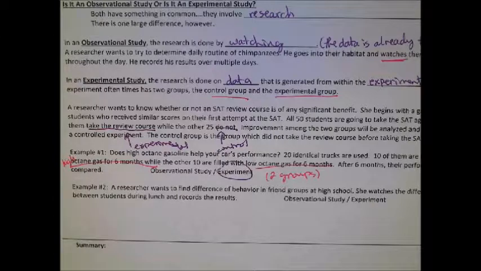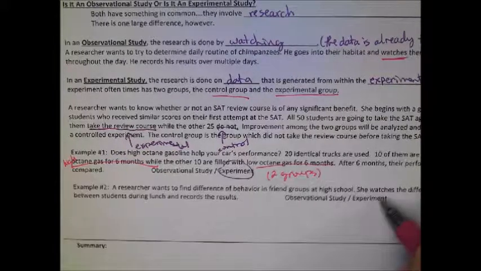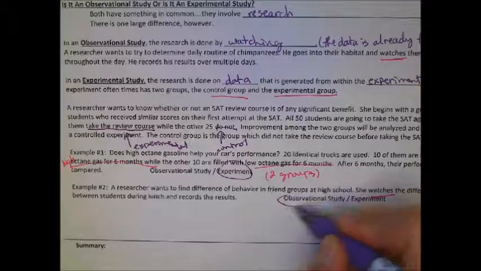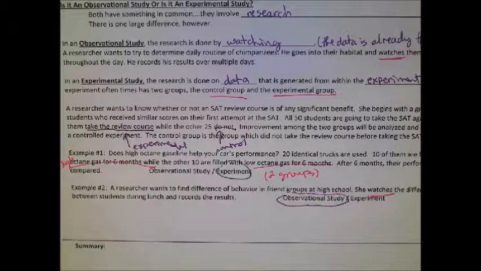For number 2, a researcher wants to find difference of behavior in friend groups at high school. She watches, keyword, the different interactions between students during lunch and records the results. Since she's watching, this is an observational study. And that is the end of 5.1.